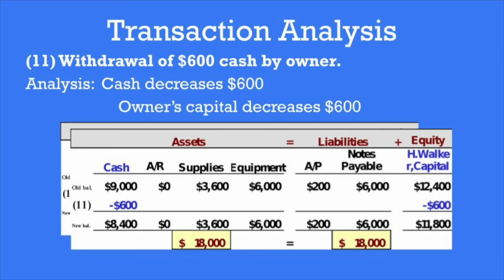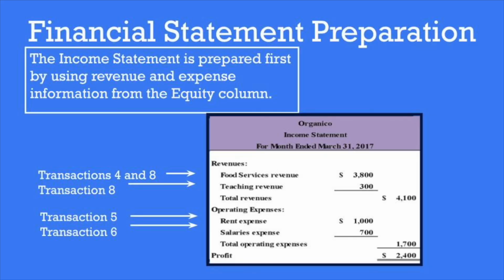Number 11, we withdraw $600 cash by the owner. Well, effectively, we know cash goes down. So the asset cash drops, and the owner took the money out, so owner's equity drops by that amount. So owner's equity goes down by $600, cash goes down by $600, assets equal liability plus owner's equity is still in balance. Now that we've recorded all the transactions for March, we'll have a tally of what the assets, liabilities, and owner's equity was at the end of the period, after all of those changes.